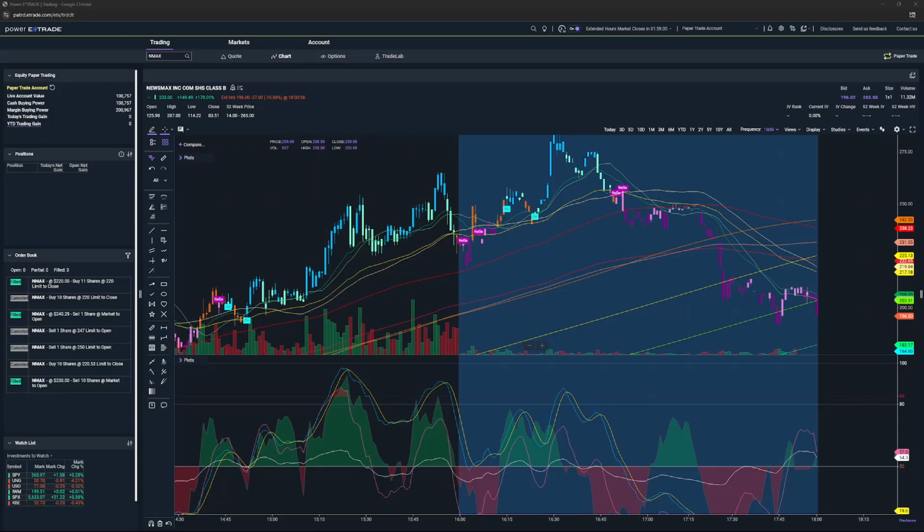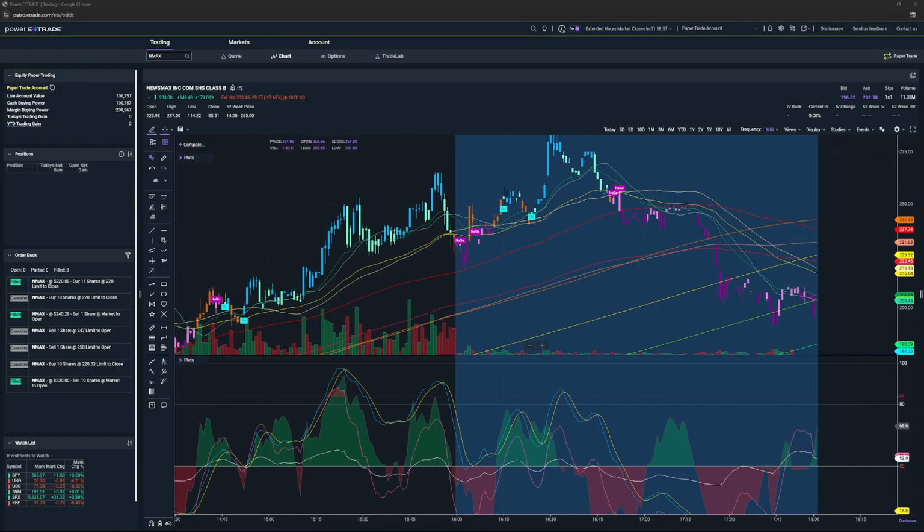Hello, this is a quick paper trade Power E*Trade review. I was recording it earlier, but the video got so long, so I'll just zoom in on what happened today. I was able to log in for the last 30 minutes of the day in the paper trade account.